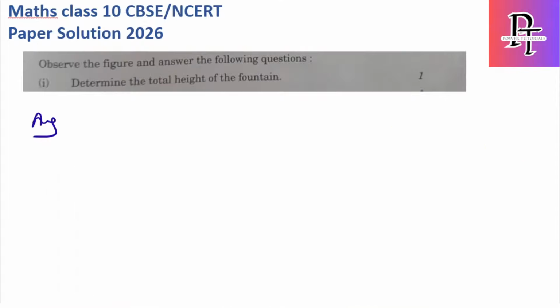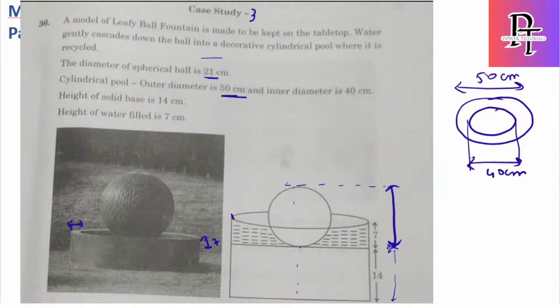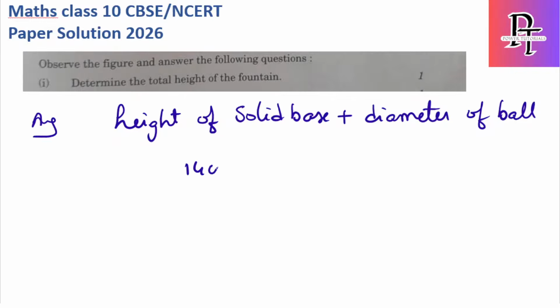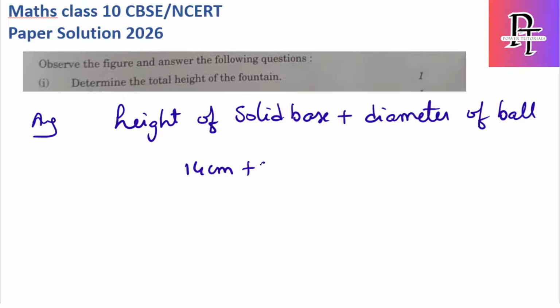Okay, so total height is nothing but height of solid base plus diameter of ball. So what is the height of solid base? Height of solid base is 14 centimeters. Diameter of spherical ball is how much? Diameter of spherical ball is 21 centimeters. So the total height is 14 plus 21, it is 35 centimeters.